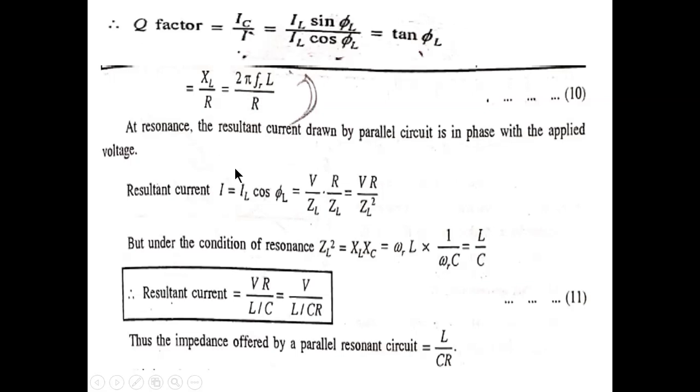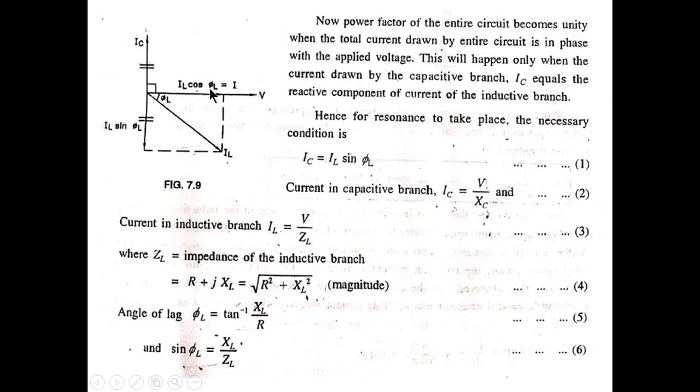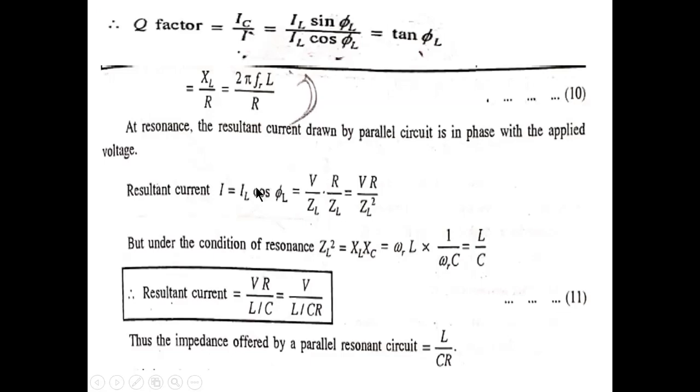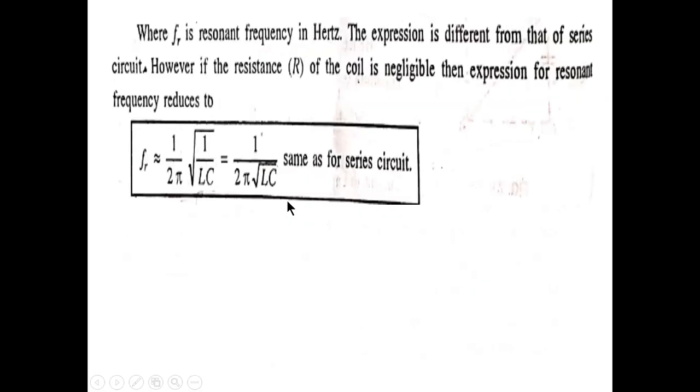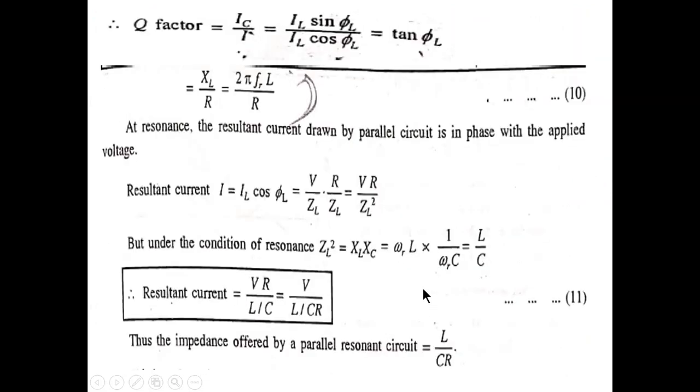So from the phasor diagram, here we have to find the resultant current. So resultant current I is equal to, from the phasor diagram, I is equal to IL cos phi L. So it can be written as I is equal to IL cos phi L, IL is equal to V by ZL, cos phi equal to R by ZL. So it is equal to VR upon ZL square. But under the condition of resonance, we already derived this ZL square. So that is given here. So we can directly substitute in the equation.